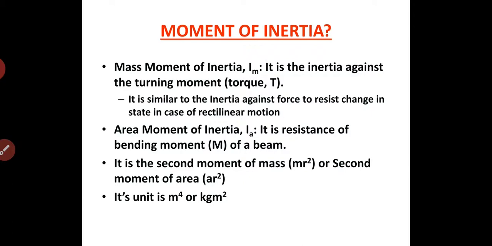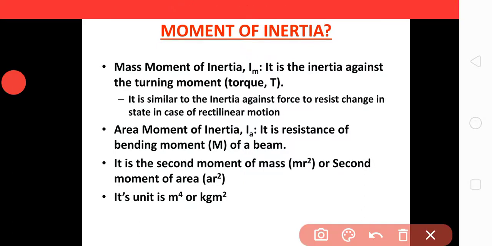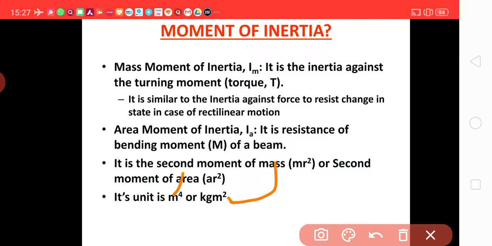It is the second moment of mass, mr square, or second moment of area, ar square. Its unit is meter to the power 4 or kg meter square. For mass moment of inertia, its unit is this one, and for the moment of area, its unit is this one.